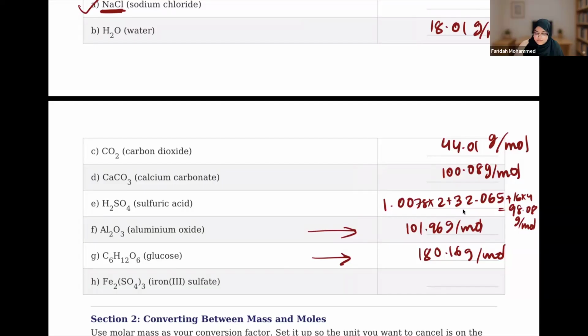Okay, let's do it together. Unmute yourself. The first one is iron. How many iron? Iron is 55.84 times 2, plus sulfur, right? What is sulfur? I'm just looking for it.